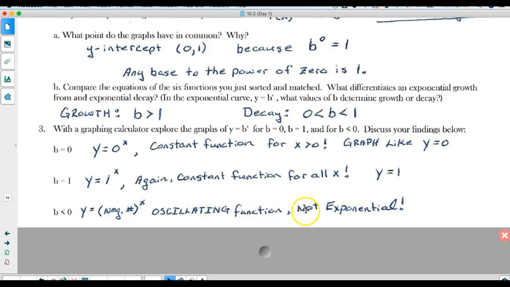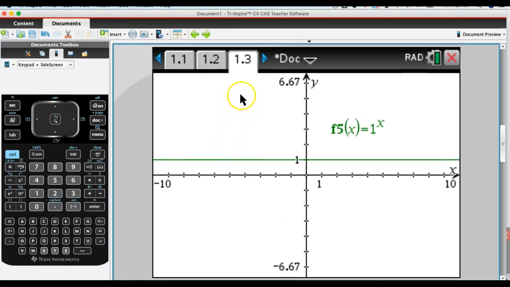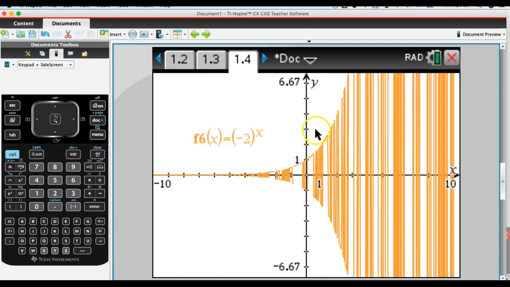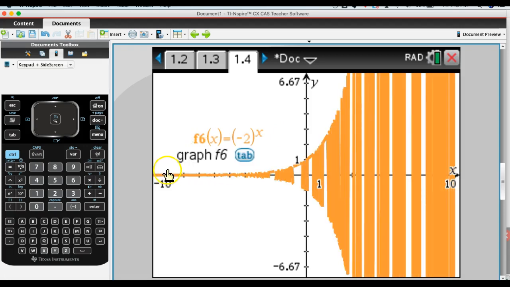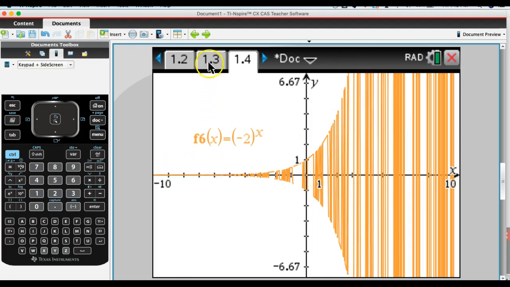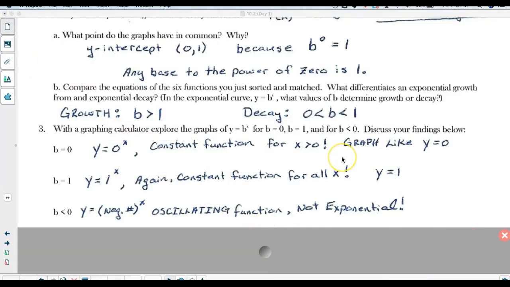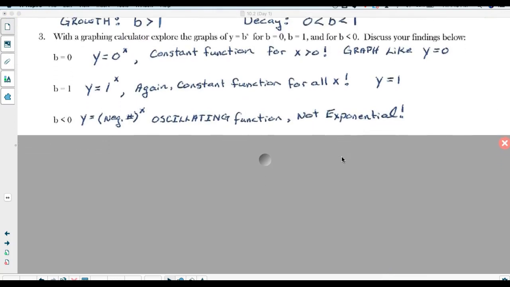So this isn't going to give us an exponential graph at all. It's actually going to give us an oscillating function, which is a really wonky looking dude here. Looks kind of like that. It oscillates from positive to negative every time it goes back and forth, and it bounces up and down, and does not reflect exponential growth. Remember, growth is either going to go left to right, only up. Decay is going to go only down, and this does neither. So it's not even an exponential function at that point when b is negative.